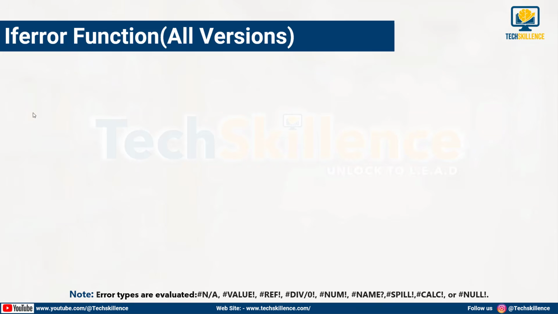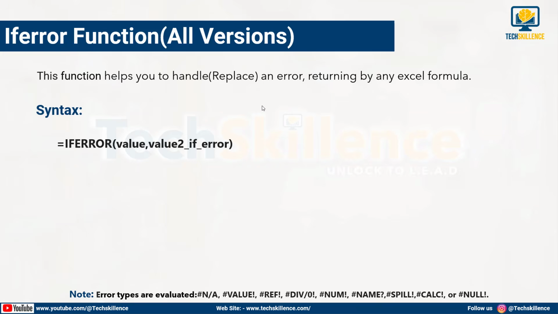What exactly does this function do, everyone? This function helps you to handle any kind of error. You can replace it with your own statements, keywords, values, formula, and function. So I can say if any error is returned by Excel, I can handle it by using this function. This function comes with two parameters. Number one is value and number two is value if error.